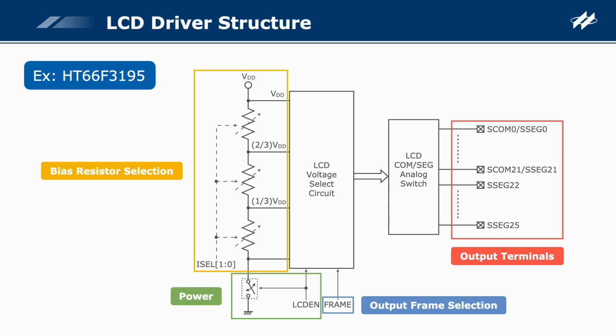The fourth part is the output terminals. The specific I/O pins used for LCD driving are selected through a combination of the LCD EN bit in the SLCDC0 register and the related pin function selection bits. Please note that for LCD drive operation, the associated I/O port control registers do not need to be set to output mode.